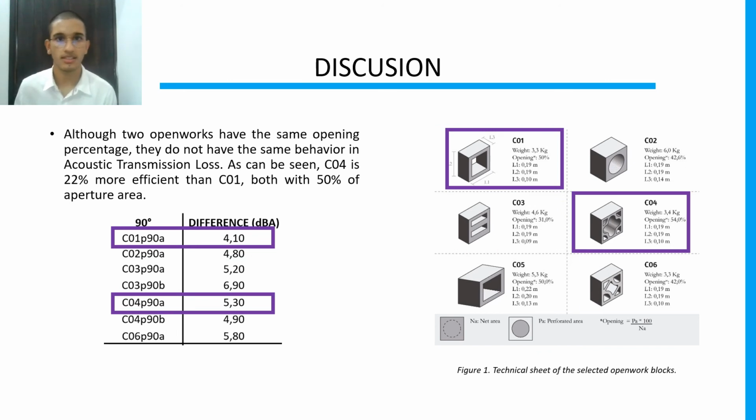We can see that two open walls have the same opening percentage, but they don't have the same behavior in acoustic transmission loss. We can see, for example, that the CO4 is 22% more efficient than CO1, both with 50% of aperture area.